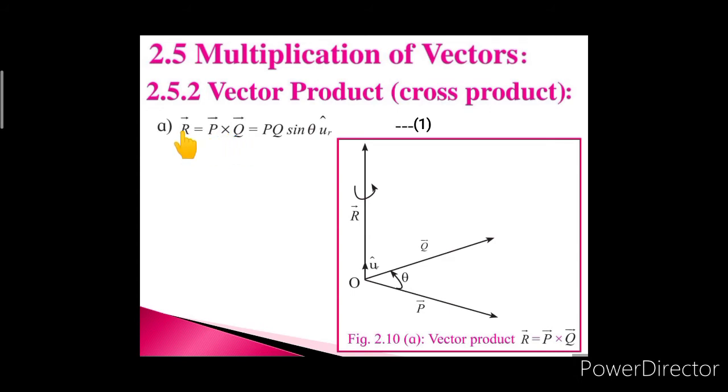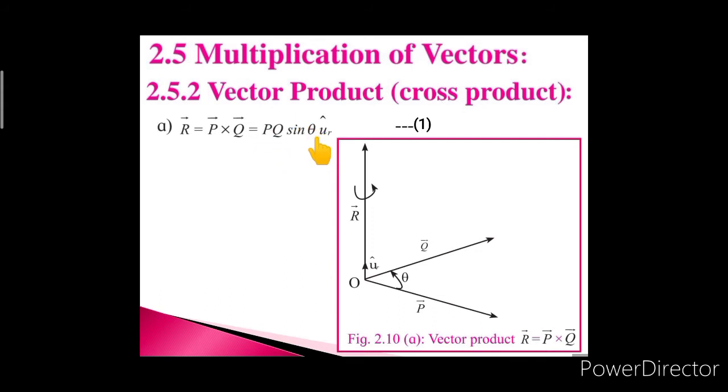Now, as vector R is the result of the multiplication of the two vectors, it has magnitude as well as direction. So, the magnitude of the vector R is the product of the magnitudes of the two vectors and the smaller angle we have to take, and its sine value we are supposed to take there.